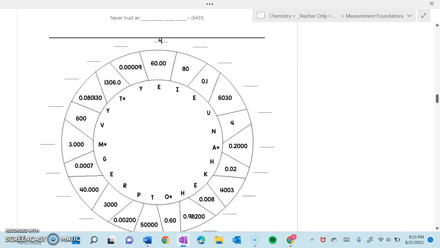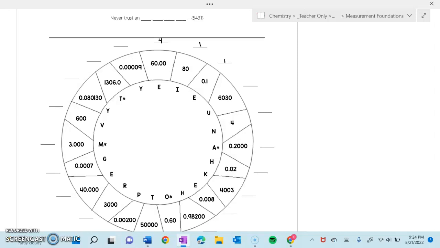Okay. 80. The 0 in the tens place here is just a placeholder. It's not significant to the estimation. So there would be only one significant figure in the number 80. 0.1. The 0 in the ones place is a placeholder. That means we only have one significant figure.